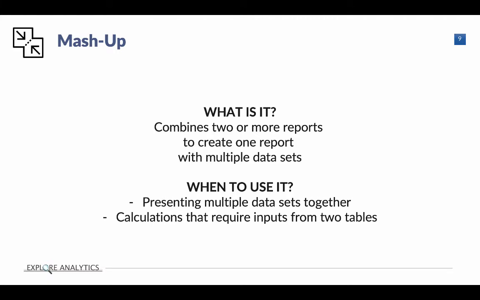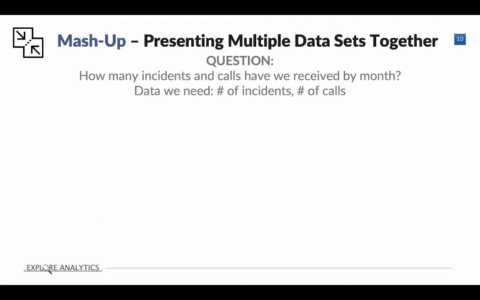And I want to emphasize that's two different approaches of combining. One is presenting multiple data sets together. So for example, a timeline where you want to correlate the data. Another is when you have calculations or combinations where you need pieces of information that sit on multiple tables that are going to be inputs to some additional analytic. Let's see what I mean. I'm going to give you one example of each. So let's start with presenting multiple data sets together.